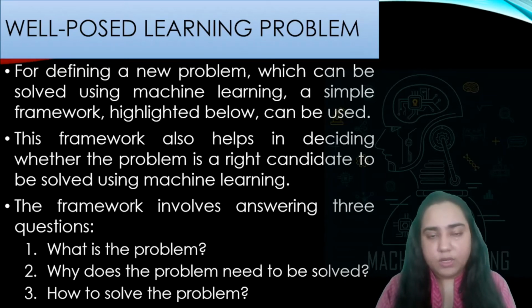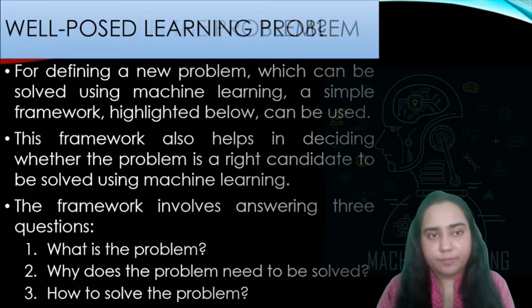First, what is the problem? Second, why does the problem need to be solved? And third, how to solve the problem. So there are 3 things. What is the problem? Why do you need to solve it? And how to solve it. So there is what, why, and how.